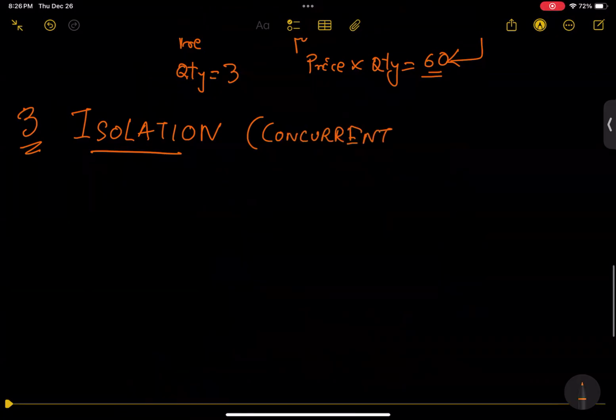Isolation, concurrent. When we talk about isolation, we are talking about the use case, again real life. What is the definition of isolation? Isolation property means that multiple transactions, if executed in one single OLTP database, should not interfere with each other. Correct? Multiple transactions means concurrent transactions. What is a concurrent transaction? Multiple transactions happening at the same time, simultaneously. Correct. What is an example of that?